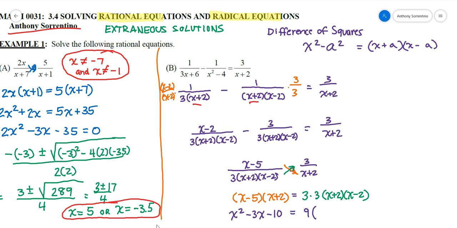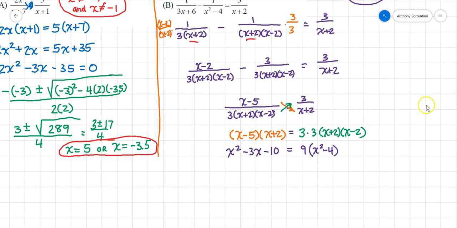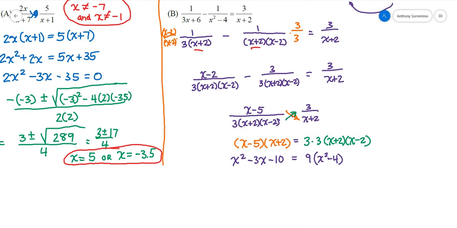X plus 2 times x minus 2 is kind of reversing what I had up here for the difference of squares. That's going to be x squared minus 4. Scooch down a little bit to give myself a little bit more room. So now I have x squared minus 3x minus 10 equals 9x squared minus 36. I have a quadratic equation here. I do want to get it solved.